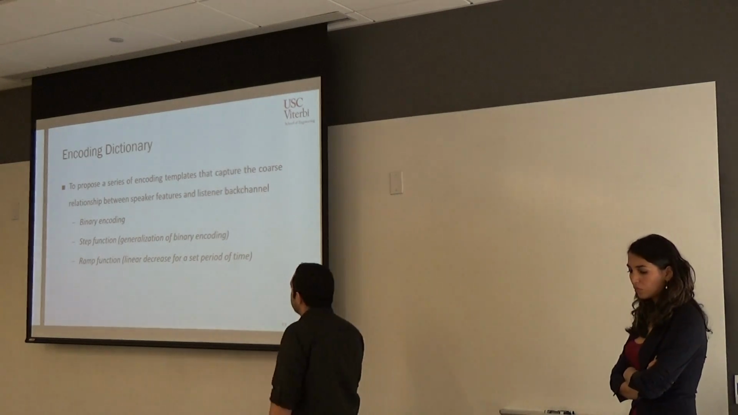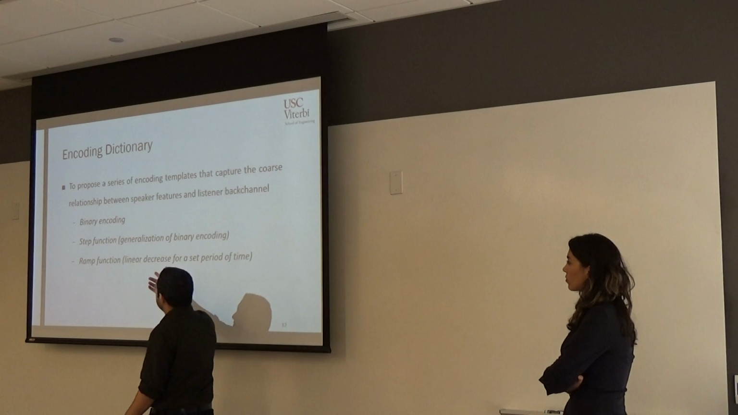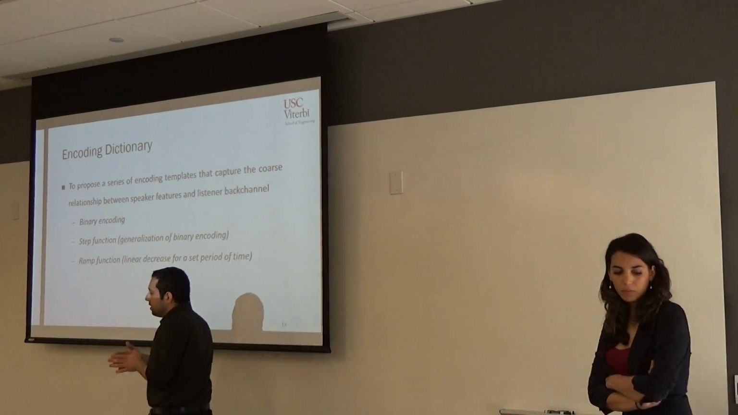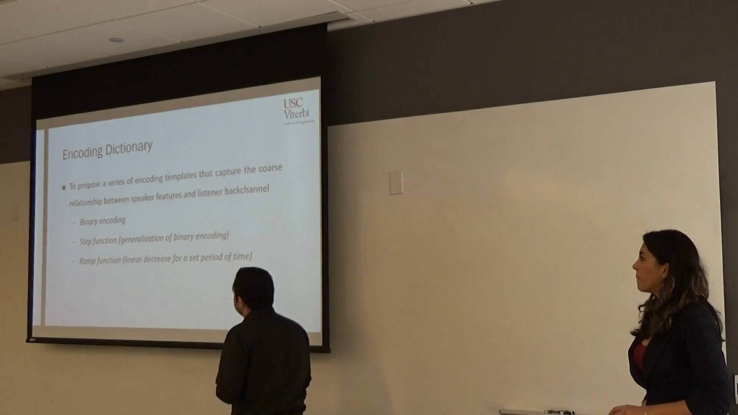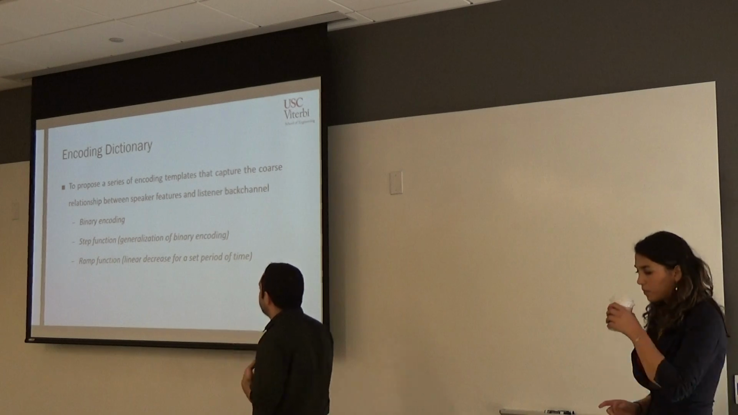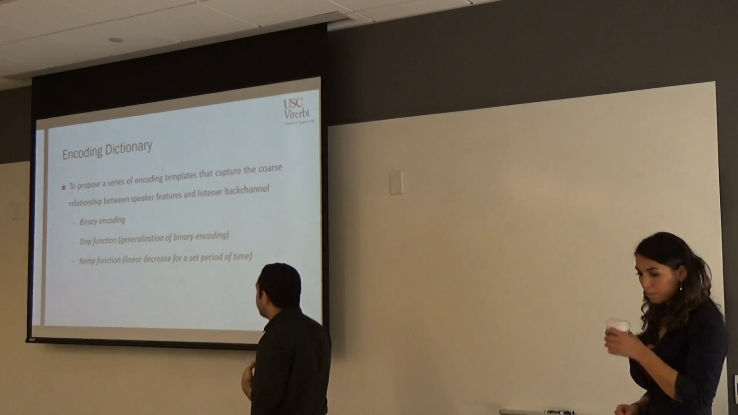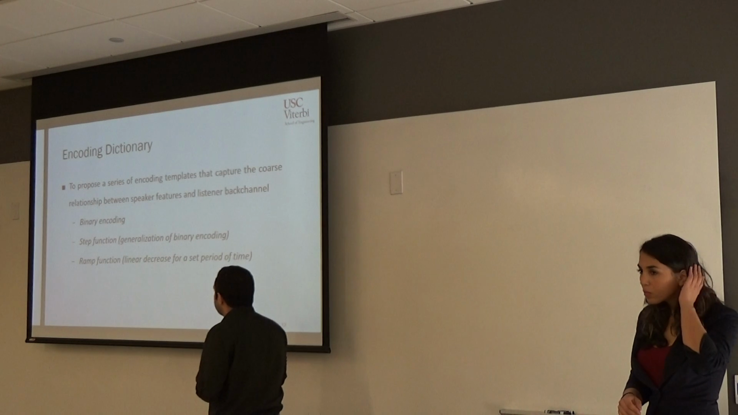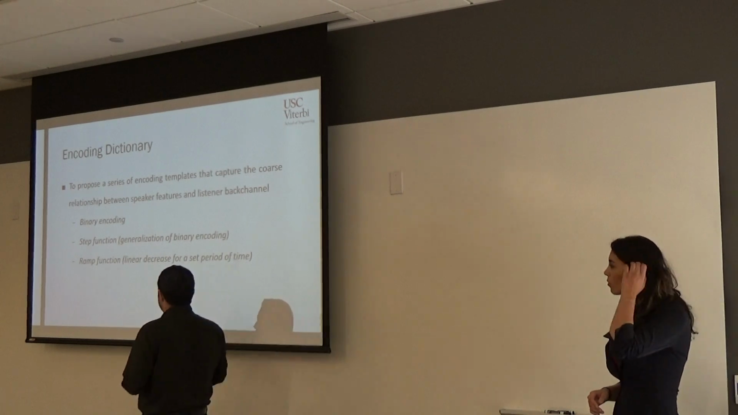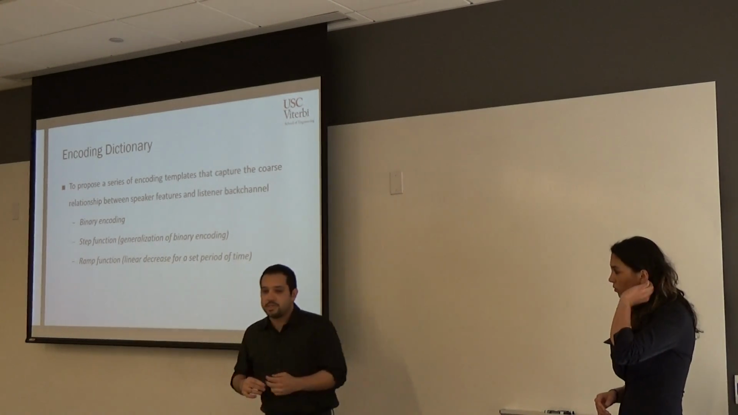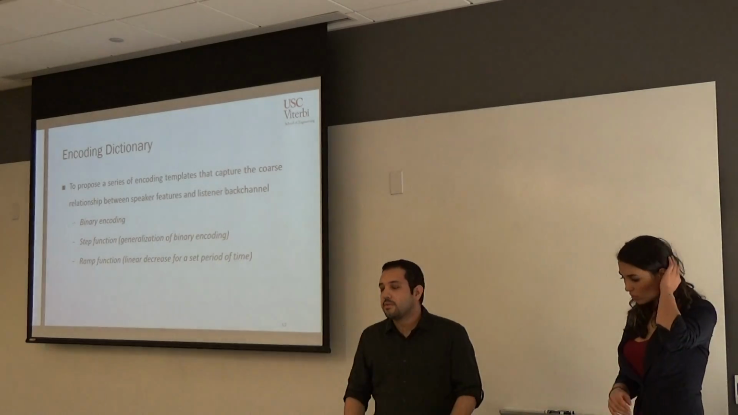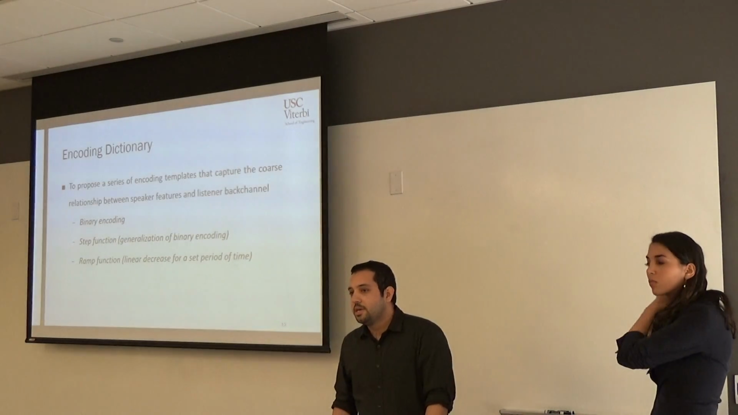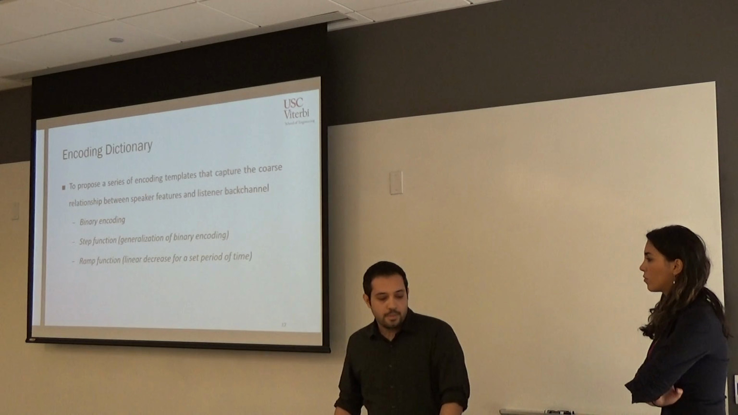And here, three different types of encoding are used: binary, where only the duration of the feature is important; step function, which is a more general form and has two new parameters, width and delay; and finally ramp function, which has a linear definition for a specific time and is helpful for situations when the influence of the speaker feature on the back channel changes over time.